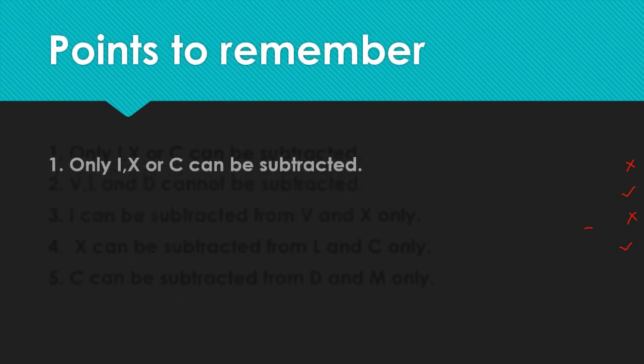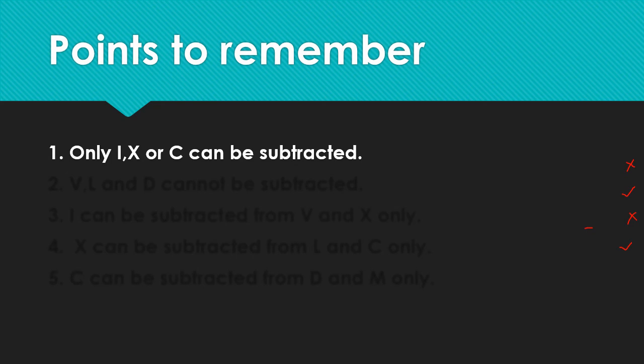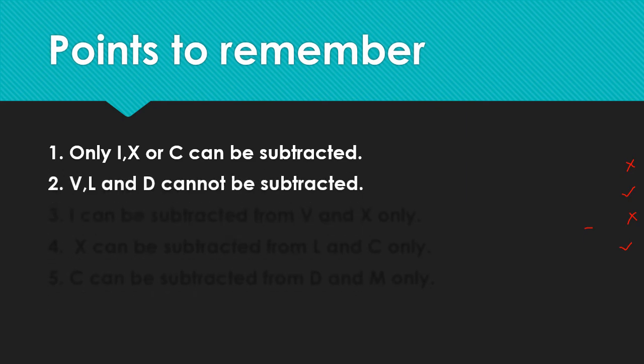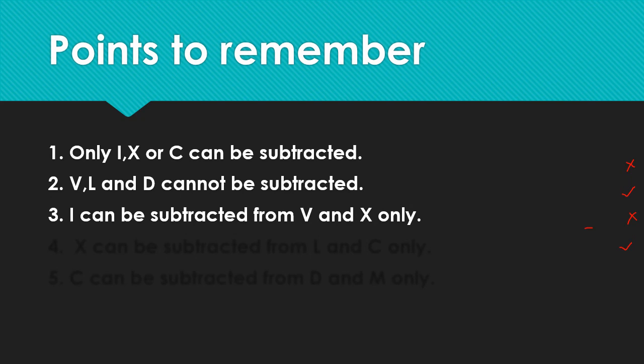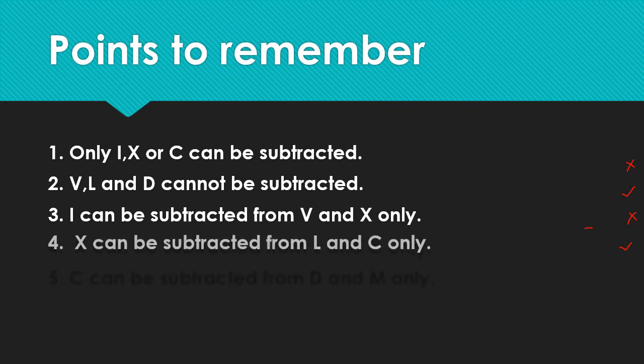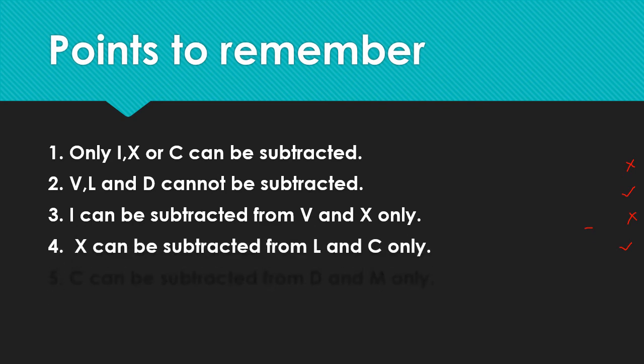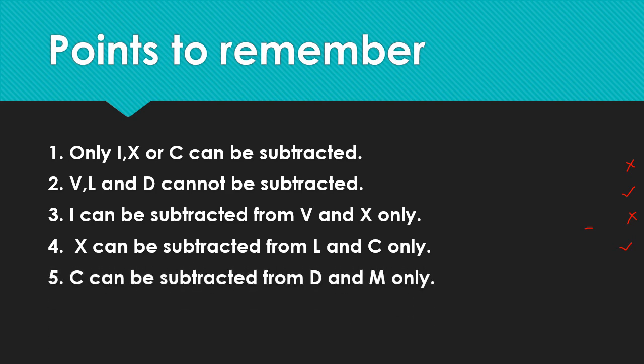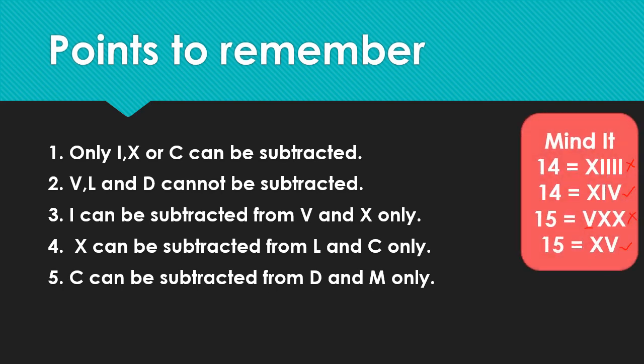Points to remember. Point 1: Only I, X or C can be subtracted. Point 2: V, L and D cannot be subtracted. I can be subtracted from V and X only. X can be subtracted from L and C only. C can be subtracted from D and M only. So you have to check this.